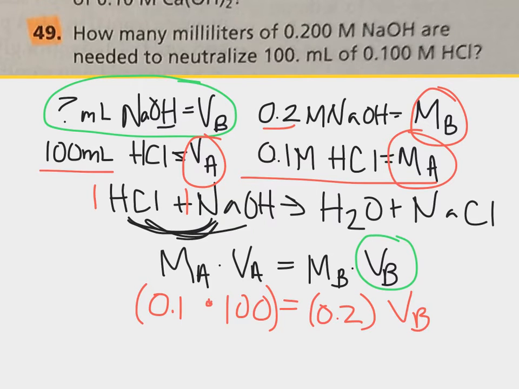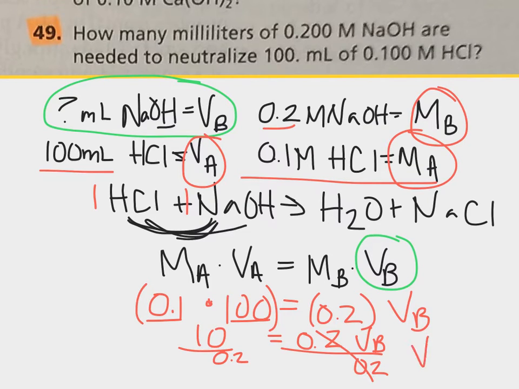All right, but if we do that math super quick, 0.1 times 100 really just gives you 10. And that's going to be equal to 0.2 times the volume. To get volume all by itself, I'm going to divide by 0.2 on each side. And when I do that, the volume of my base is going to be equal to 10 divided by 0.2. And when you do that, it ends up being 50.